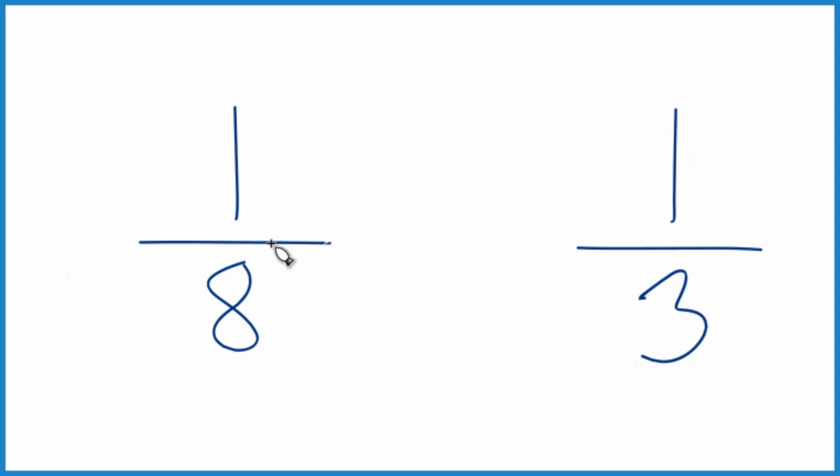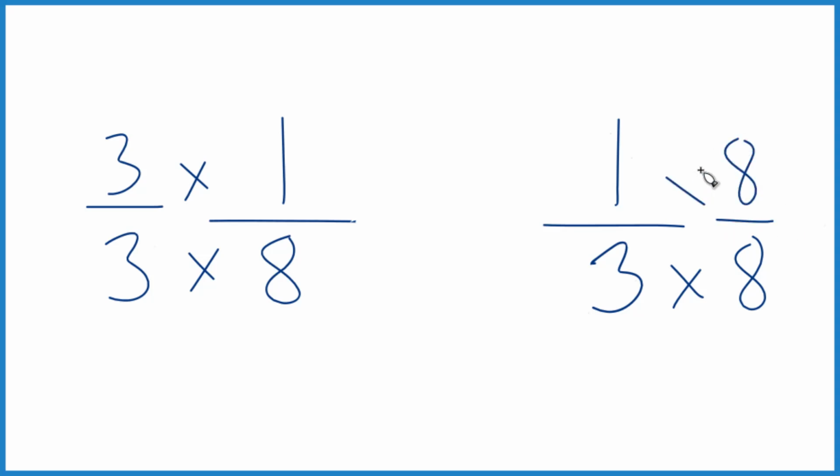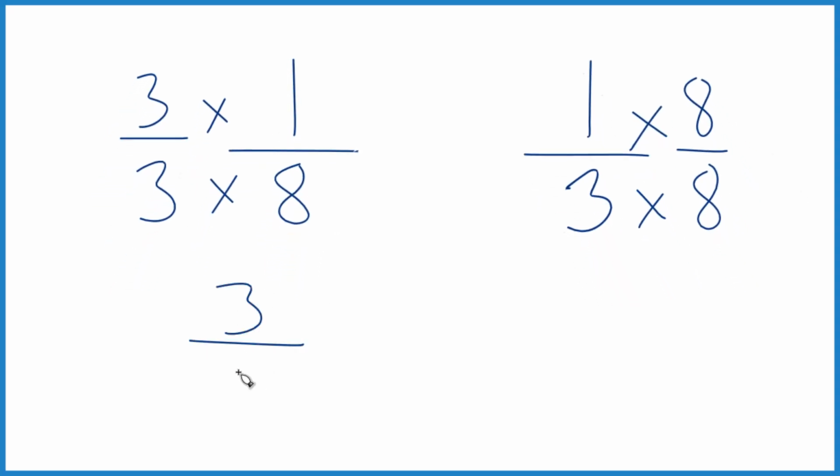To get these the same, I could say 8 times 3, that's 24, and 3 times 8, that's 24. So that would work. But I also have to multiply the numerator here. So I'm going to multiply 3 times 1. That's because 3 over 3 is just 1. And over here, 8 over 8. So I'm not really changing the fractions, just the way they're written. So 3 times 1 is 3. 3 times 8 is 24. Over here, I have 8/24.